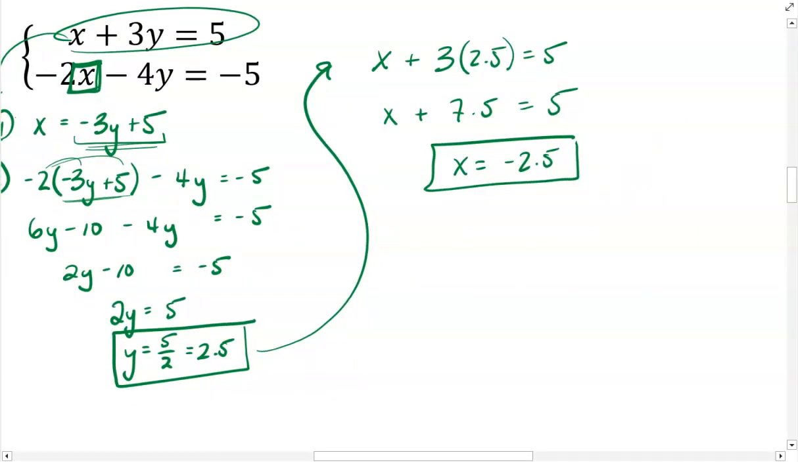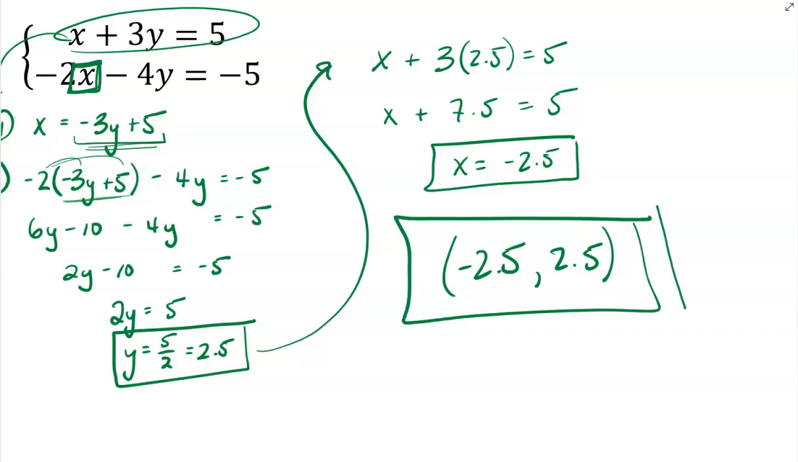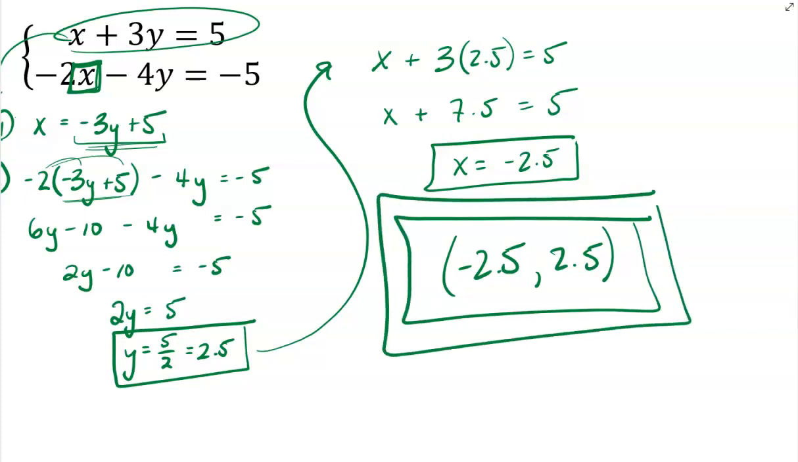Again, those two answers are good, but if we wanted to report it as a coordinate or ordered pair, or perhaps we were instructed to do so, we'd want to report our answer this way. An x value of negative 2.5, but a y value of positive 2.5. And that looks like a pretty good answer to me.